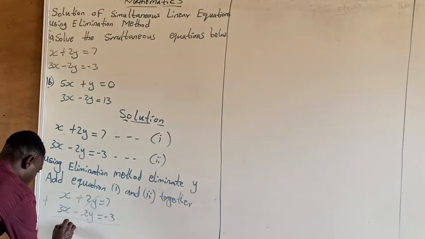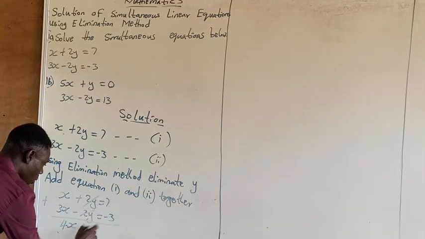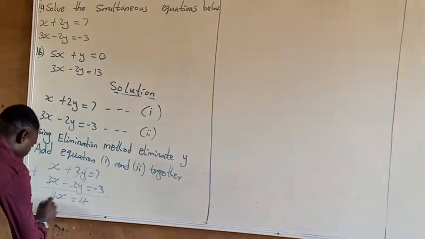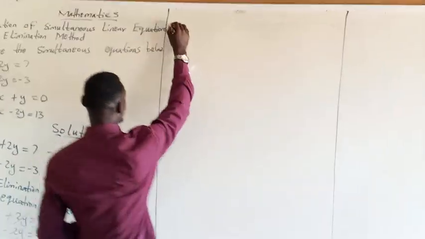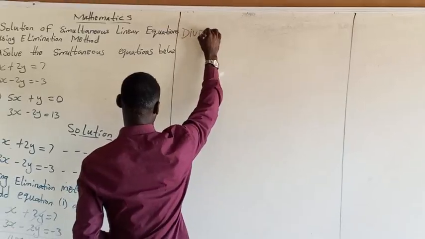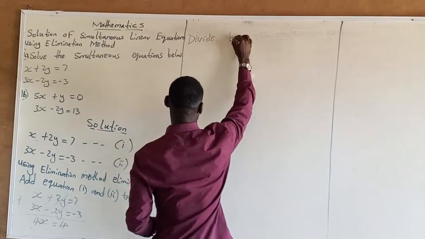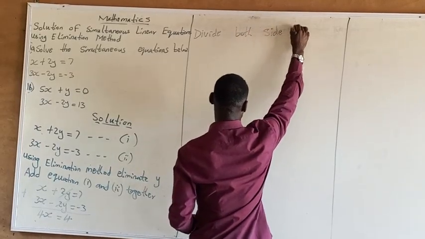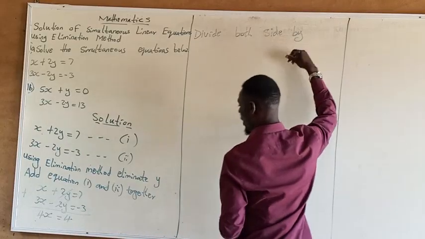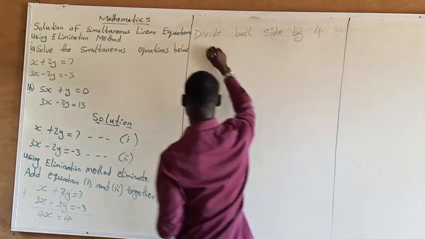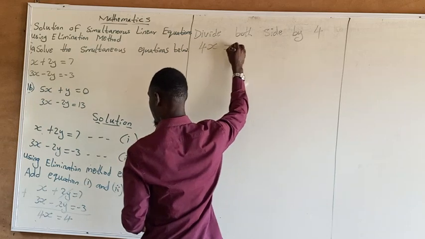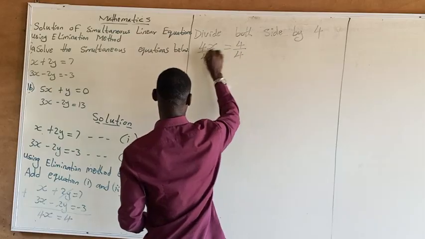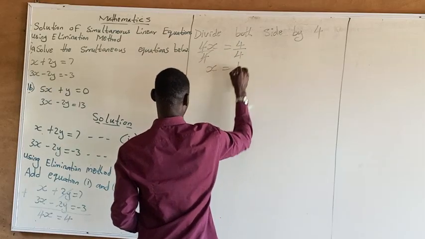When we add this, we get 4x is equal to 7 minus 3, which gives us 4. We divide both sides by 4. So we have 4x divided by 4 is equal to 4 divided by 4. x will give us 1.